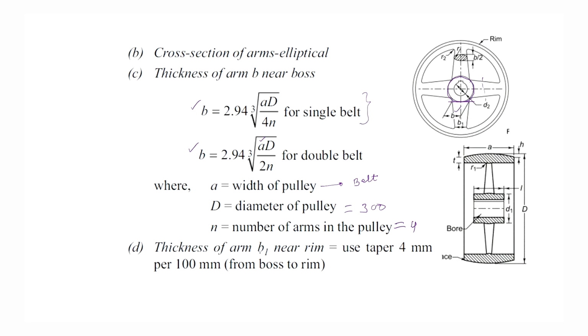Now, thickness of the arm B1 near the rim. Where is B1? See this one. Near the rim, what would be the thickness? For this thickness, use a taper of 4 mm per 100 mm from the boss. It means once you have obtained the thickness B near the boss, using a taper of 4 mm per 100 mm, you can find the thickness of the arm near the rim, B1.